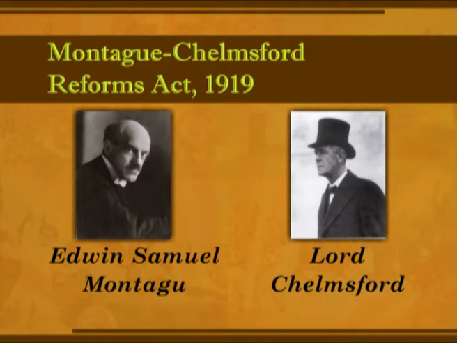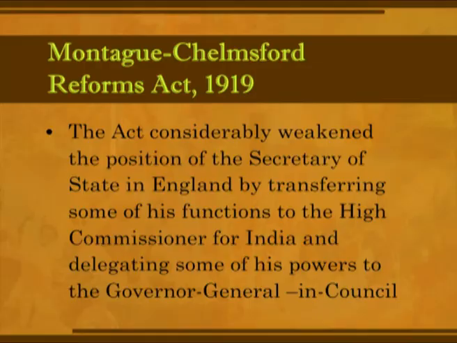Then came the Montagu-Chelmsford Reforms Act of 1919. This Act is also popularly known as the Government of India Act 1919, which introduced important changes in the home government, at the centre as well as in the provinces. The Act considerably weakened the position of the Secretary of State in England by transferring some of his functions to the High Commissioner for India and delegating some of his powers to the Governor General in Council. The Act reduced the strength of the Indian Council and also reduced its term from 7 to 5 years.